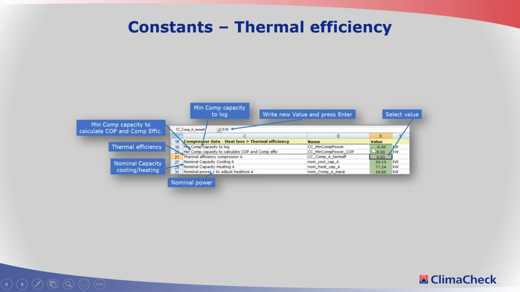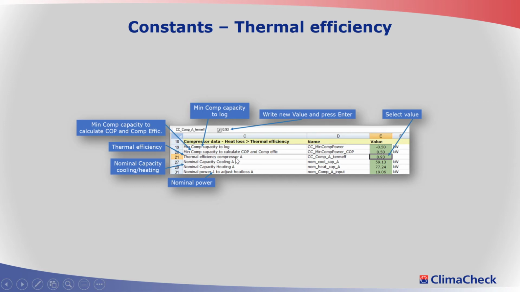This is important because if you're measuring on small systems, if you know that your system is using generally 200-300 watts, then you need to change this value to something like 0.1 kilowatts so that you get all the COPs and the efficiencies for your system.